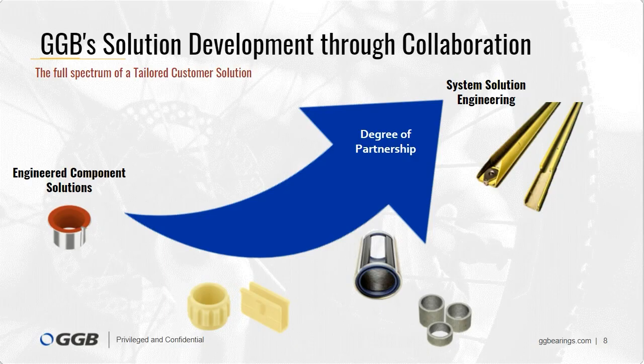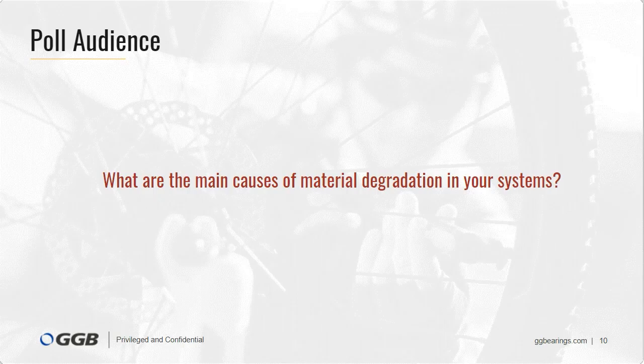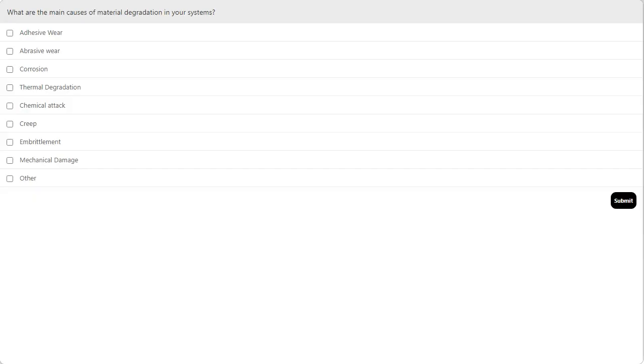So we're going to walk through two examples today, and hopefully they provide a good idea of what this can look like. They're two very different examples, and hopefully they help illustrate our approach and how we want to work with our customers. So we're going to start with another poll just to get a feel for what are the main causes of material degradation in your systems. So I'll open that poll. You can choose more than one, right, because every system has multiple considerations.